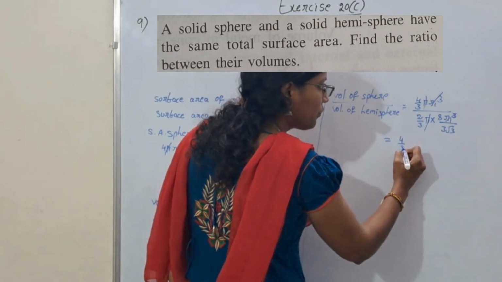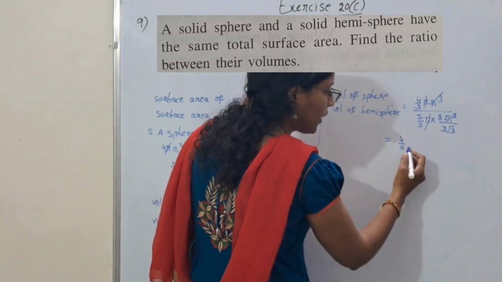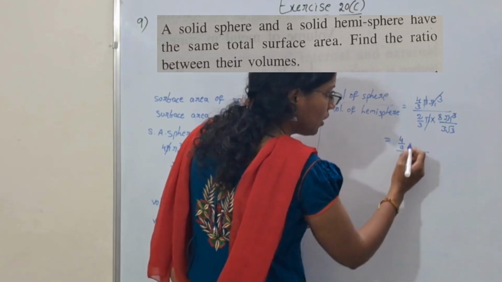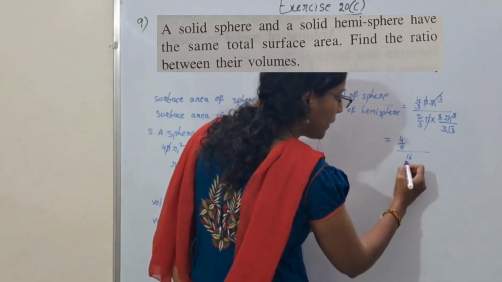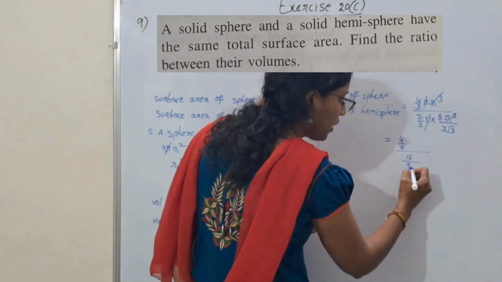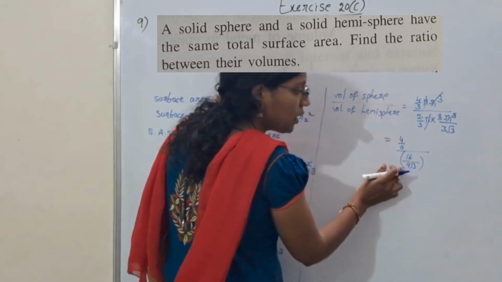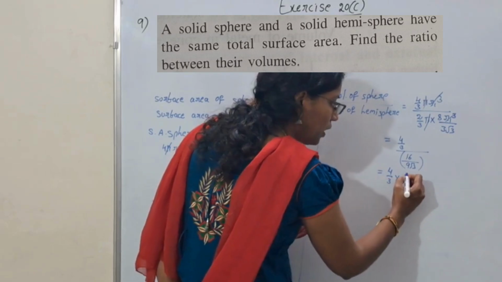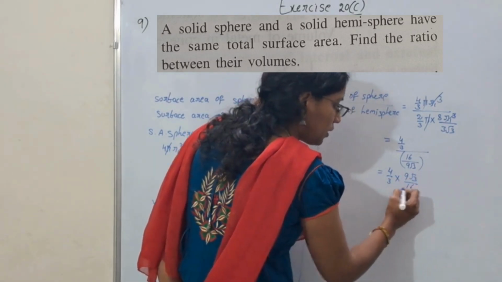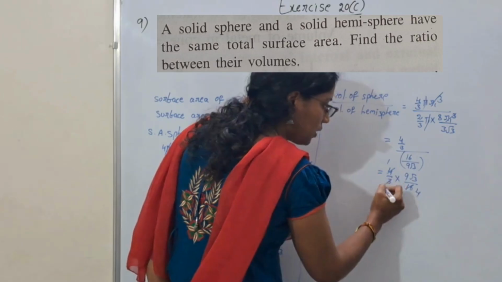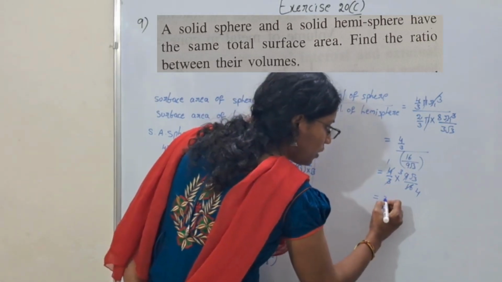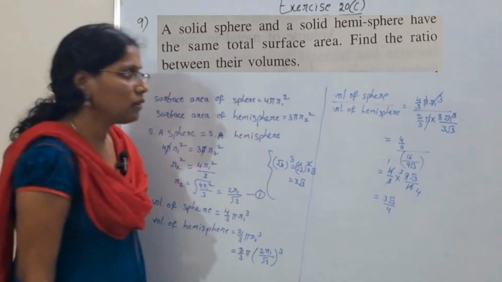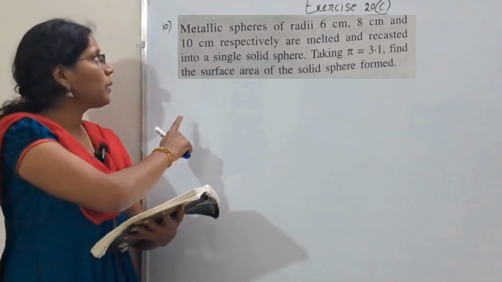Remaining, you should write 4 by 3 divided by 16 by 3 root 3, that is 9 root 3. The denominator value we have to take to the numerator: 4 by 3 into 9 root 3 by 16. 4 1 just 4, 4 just 3 1 just 3, 3 just 3 root 3 by 4. This is the value.